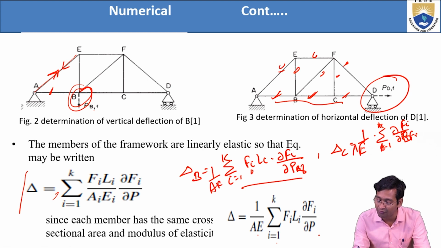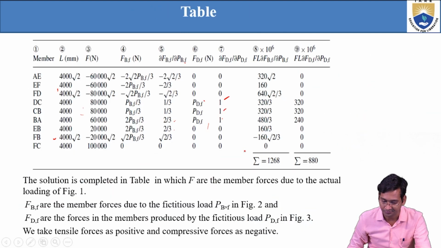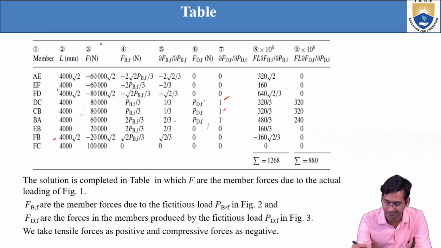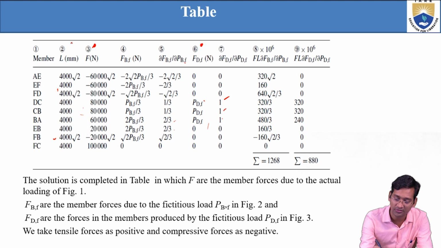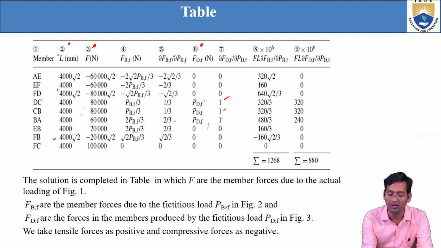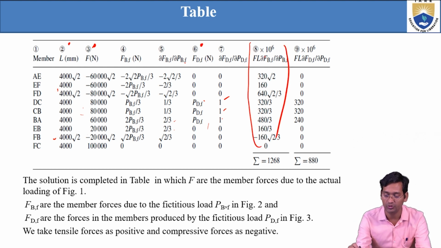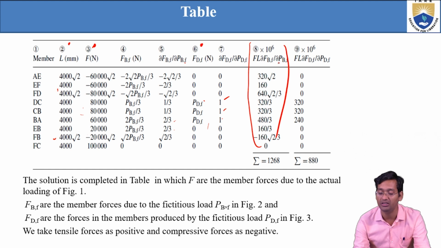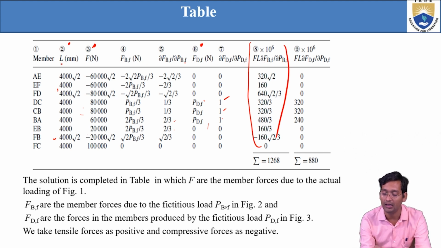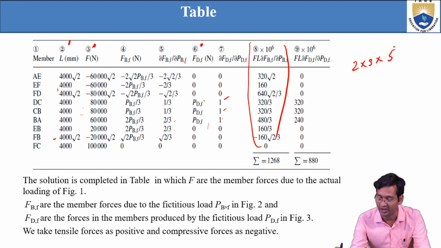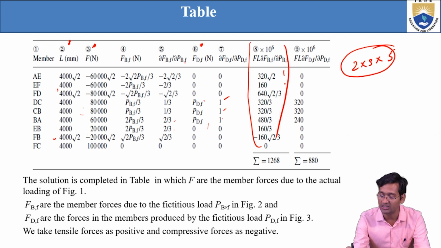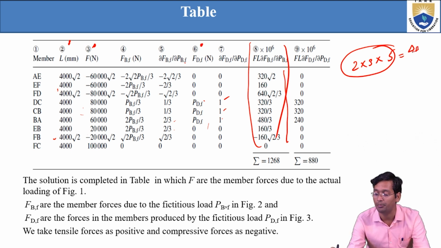So let's see here. First, what you have to multiply? Fi into Li into this one. So this is which column? Let's see here. This and this, 2, 3 and 5. Multiply 2, 3 and 5, you will get this one, right? Just see, Fi, Li, del FBF by del PBF. So 2 into 3 into 5, multiply for all. You will get this column. This is for delta B.